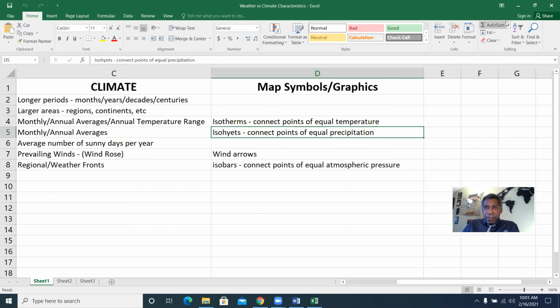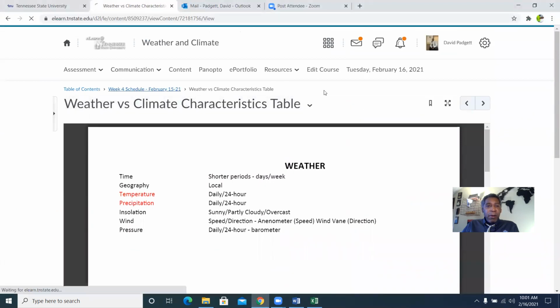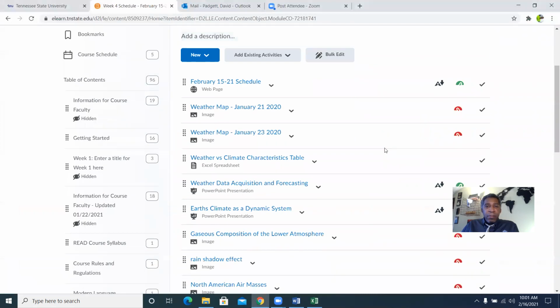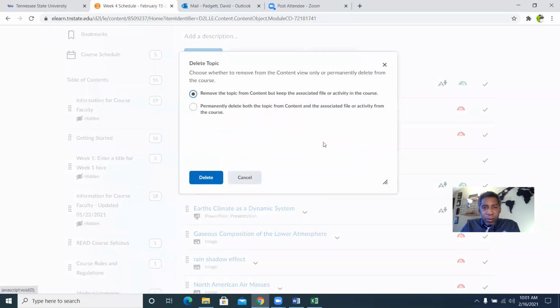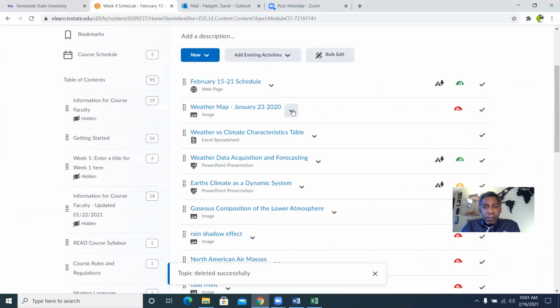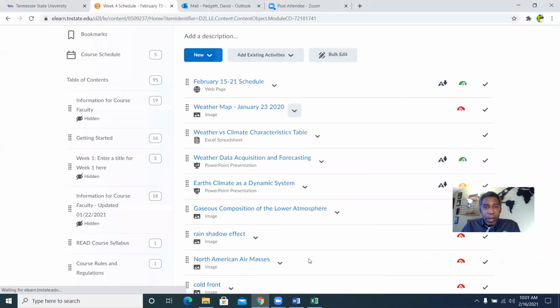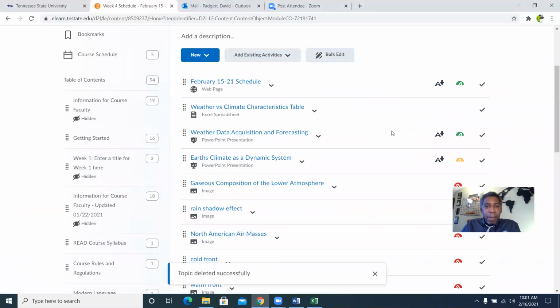So let's move away from here and look at some of the ways that we will measure or examine weather versus climate in the coming weeks, when we start to actually examine these things.